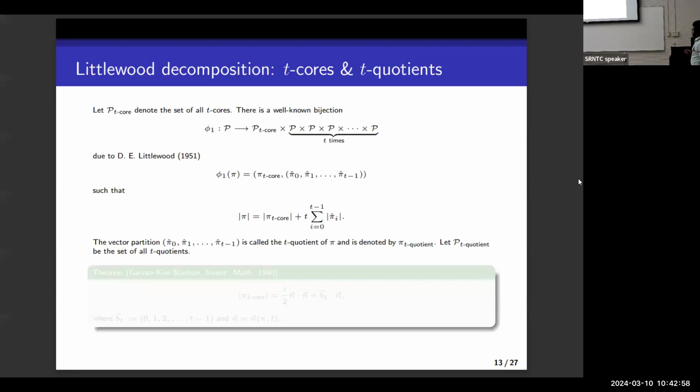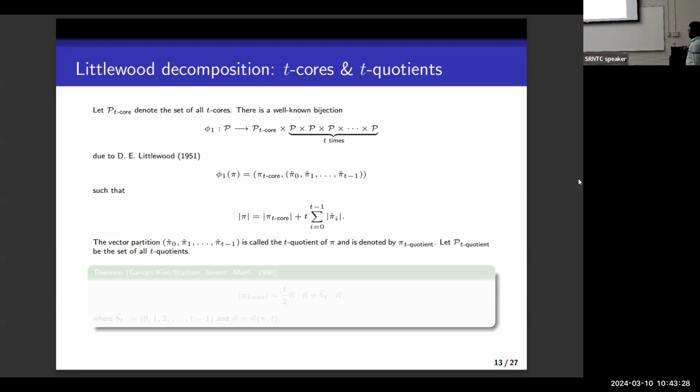And so now I introduce something called the Littlewood decomposition of partitions. So we denote the set of all t-cores by P_t-core. And in 1951, D. Littlewood, so this is not Hardy–Littlewood's Littlewood, this is a student of Littlewood, and they are not related. I usually gave this talk somewhere before and I got the same question, so I thought of clarifying it now.